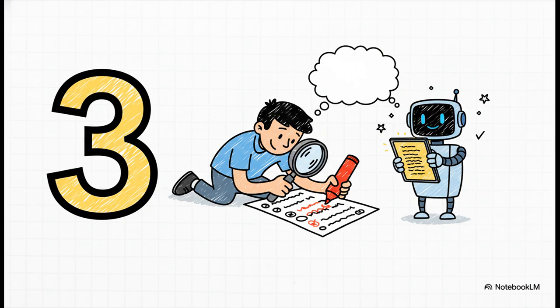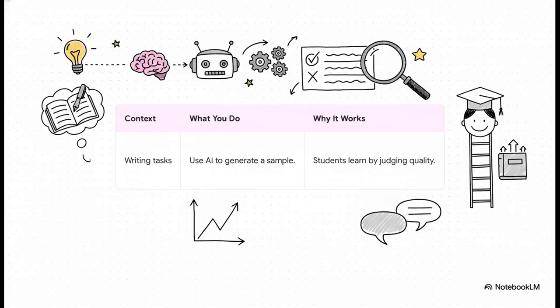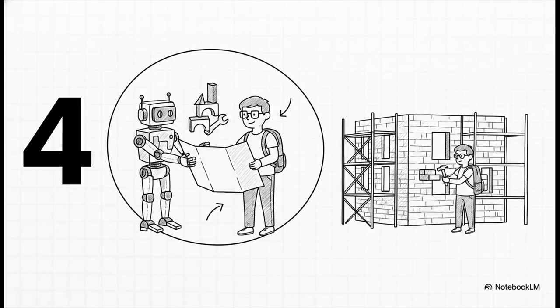Okay, strategy 3. This one's all about writing and helping students become better editors of their own work. So you could have an AI write a sample paragraph or even a whole rough draft. The student's job isn't to copy it, absolutely not. Their job is to be the editor. They have to critique it, find its flaws, suggest improvements. It's like being a food critic. By learning to judge someone else's cooking, you become a better cook yourself. Same idea here.